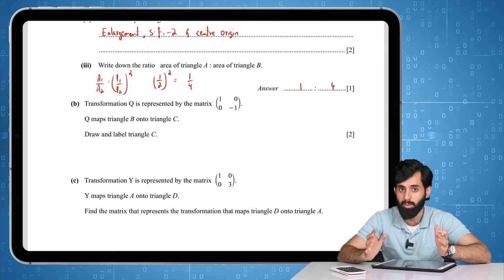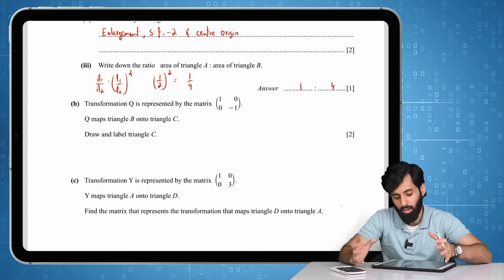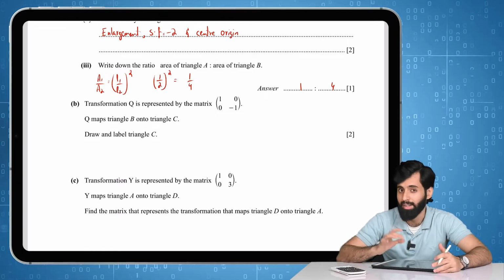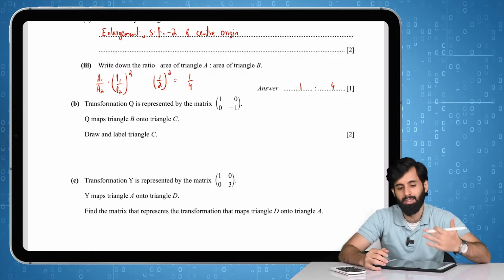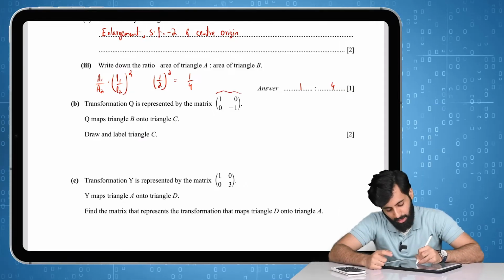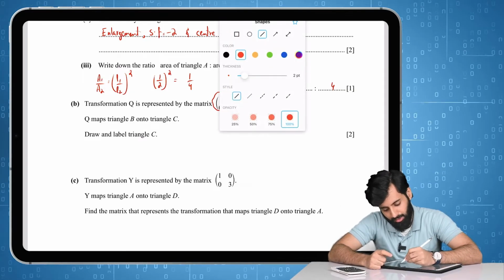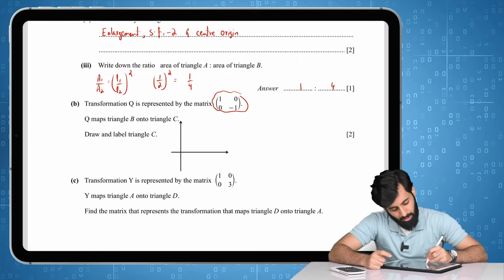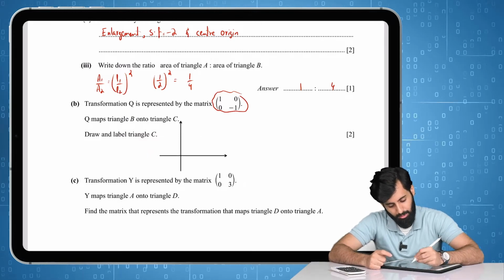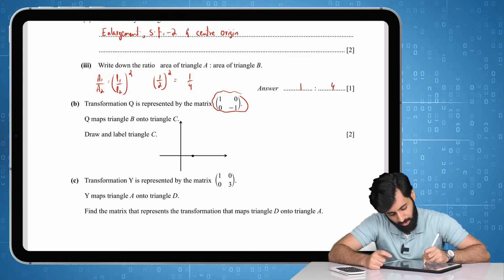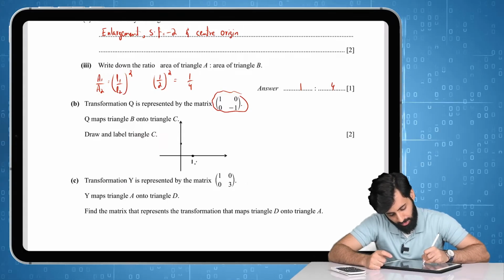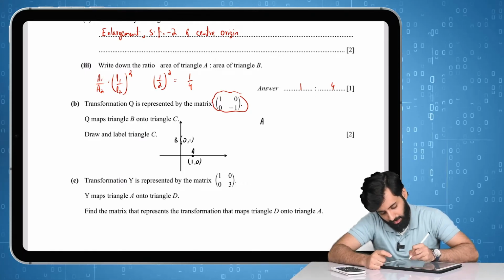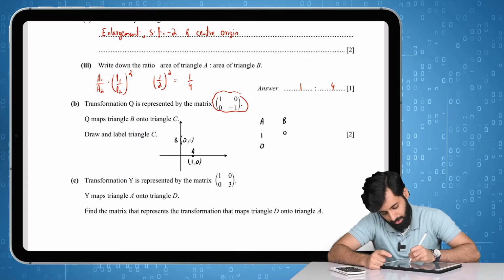Again, one way of doing this would be to multiply all the vertices of triangle B with this particular matrix, and another would be to identify what transformation this matrix is representing and then apply that. I'm going to use that approach. So how exactly do we identify what this matrix is representing? The way to do that is fairly simple, though it does require a lot of practice, don't get me wrong. Here's what you need to do. Our starting points are always 1, 0 and 0, 1. Here's A and here's B. Let's write that down. A, B, 1, 0, 0, 1.